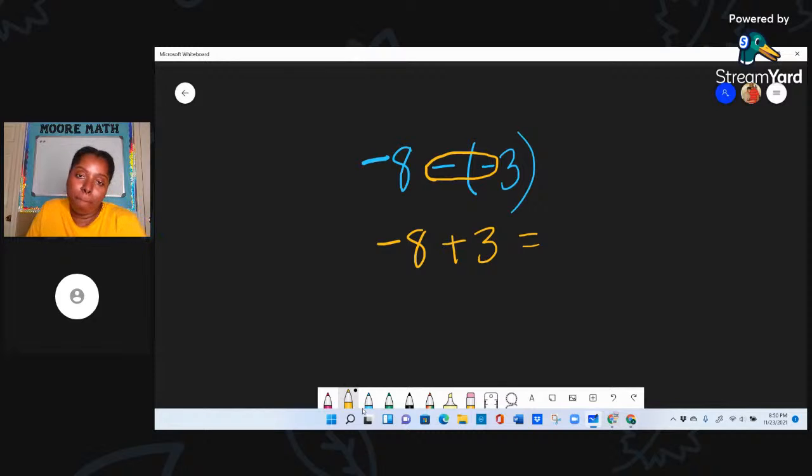And then what? You got -5. Okay. Then what did you do? How'd you know it was going to be negative? Because there's more negatives, so it makes it a negative. Okay. But also, how did you know you needed to subtract 8 and 3 and not add them? How do you know to subtract? Because they're different signs. Good. Excellent.